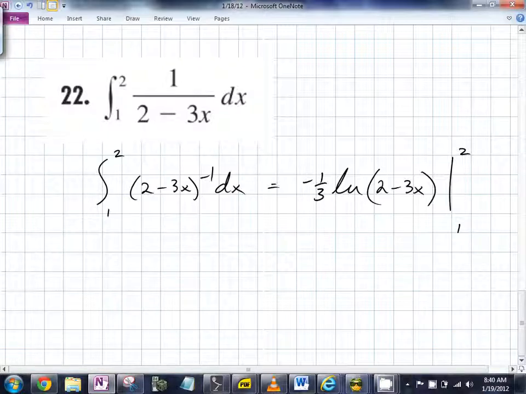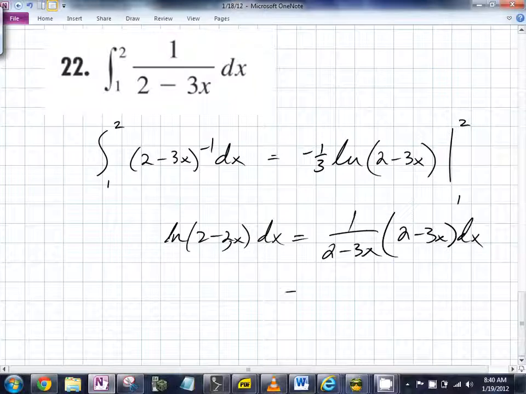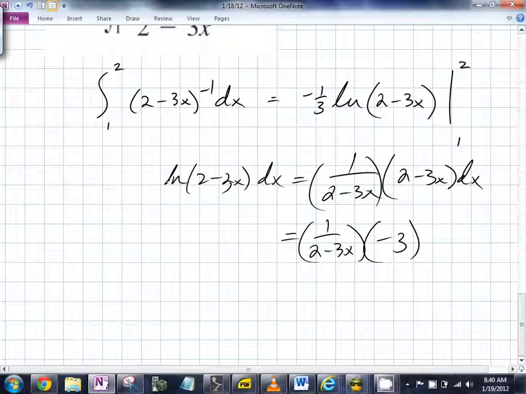If you just do ln of 2 minus 3x like this, and you do dx of this, what does that equal? 1 over 2 minus 3x times what? The derivative of this, right? The derivative of that, which is 1 over 2 minus 3x times negative 3. Do we have a negative 3 on top of this thing? So we need to put the negative 3 down in the denominator. So now you evaluate this. You're doing negative 1/3 times ln of negative what?